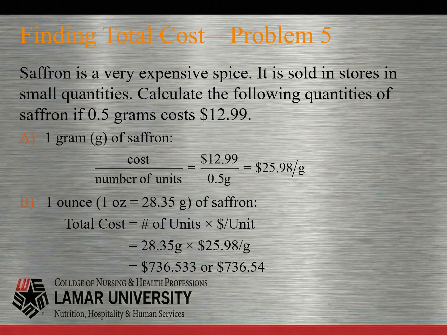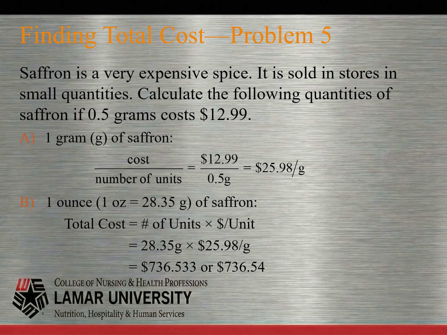So let's cost something expensive. Let's look at saffron. So the given here is 0.5 grams of saffron costs $12.99. Part A, how much is 1 gram of saffron? Well, if 0.5 grams is $12.99, then 1 gram is double that. So $12.99 times 2 equals $25.98 per gram.